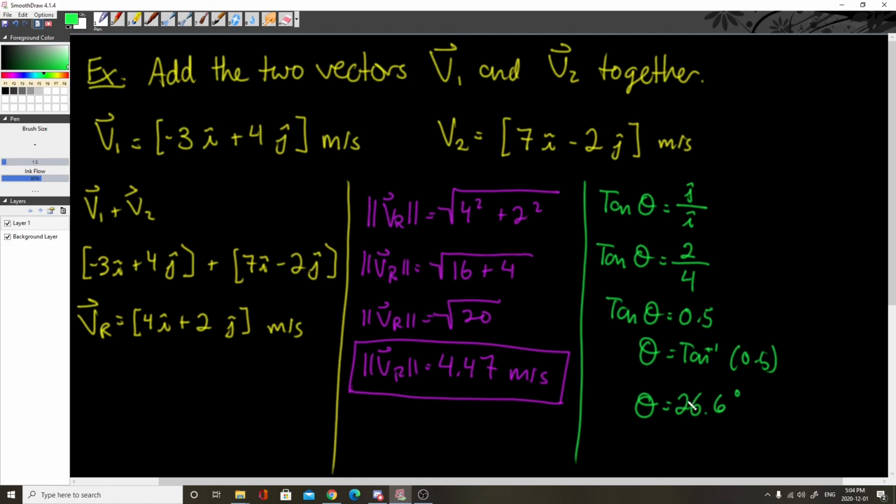Now we need to take a look at the quadrant that our vector is located in. So I'm going to draw a quick little sketch here. I'm going to label my i vector in a blue color, and since it's positive, I'm going to be drawing it going towards the right. And my j vector is going to be in red, and since that's positive, I'm going to draw my j vector going up. This means that my resultant vector is in quadrant 1. And since it's in quadrant 1, I don't have to do anything else to my angle that I have. This is the correct direction of my vector.